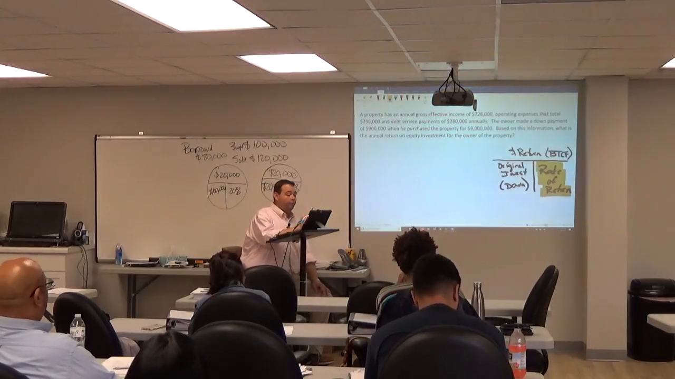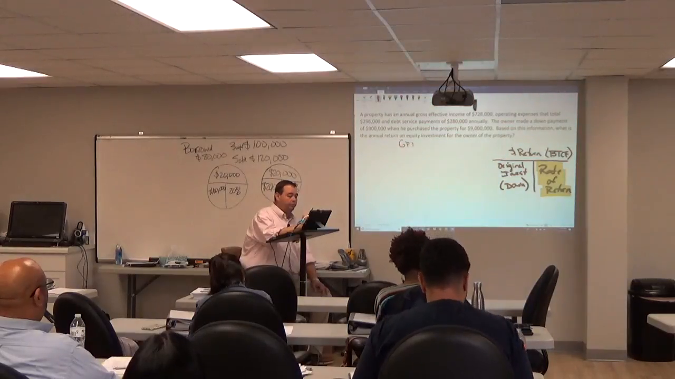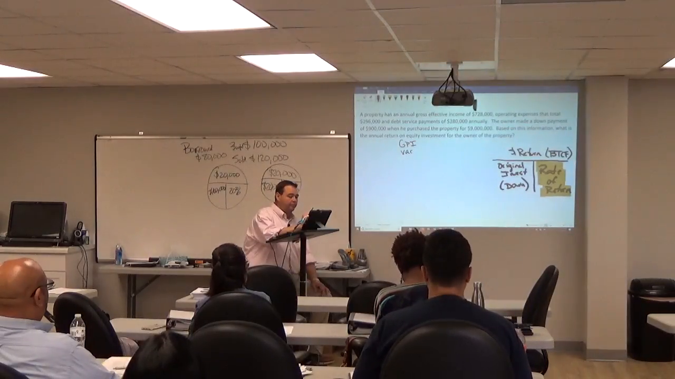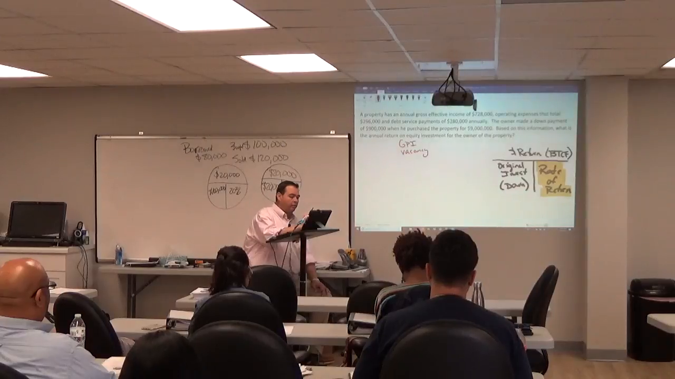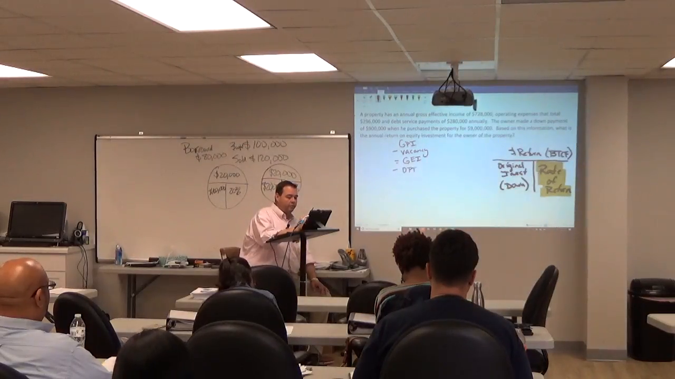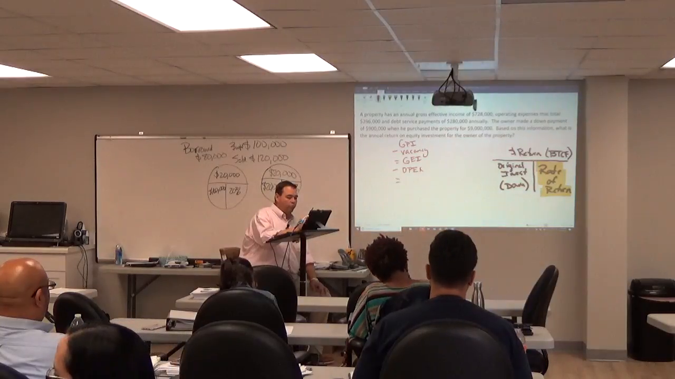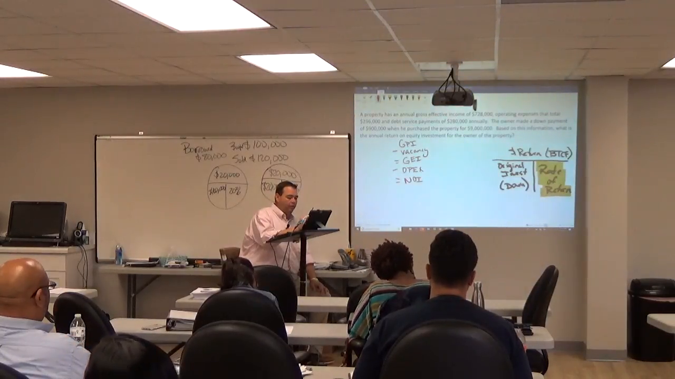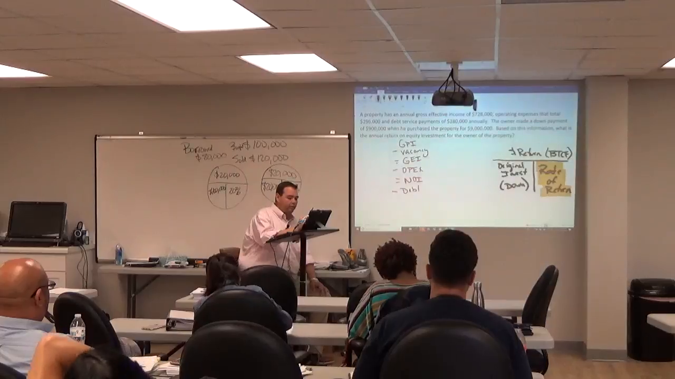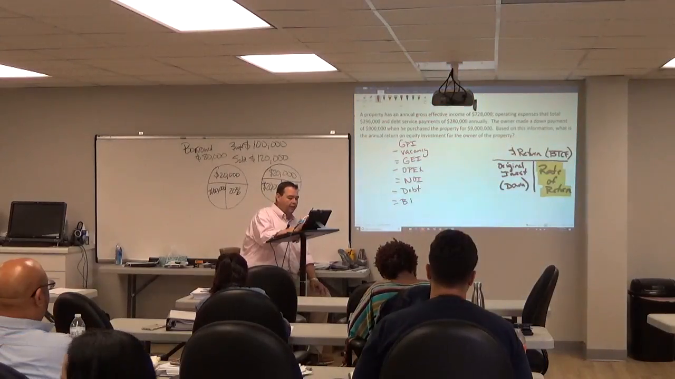So we know that formula is gross potential income minus vacancy equals gross effective income, or effective gross, minus operating expenses equals NOI minus debt service equals before tax cash flow.